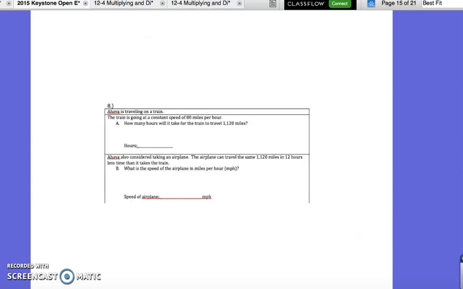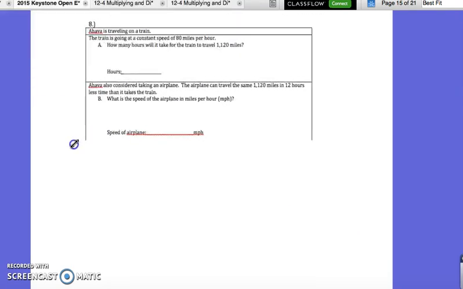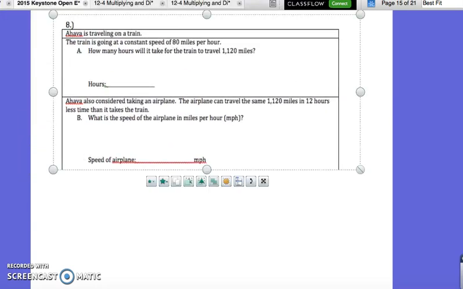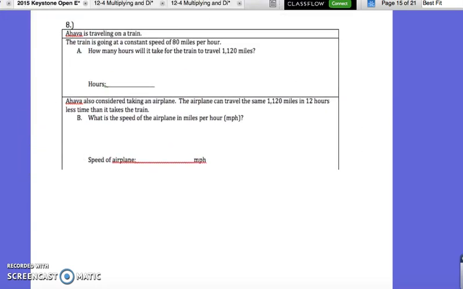Okay, moving on to number 8. Number 8, Hava is traveling on a train. The train is going at a constant speed of 80 miles per hour. How many hours will it take to travel 1,120 miles? So we know that it's 80 miles per hour. So my distance is 80 miles times the number of hours. And they traveled 1,120 miles equals 80h. So you divide by 80 and you get h equals 14 hours.